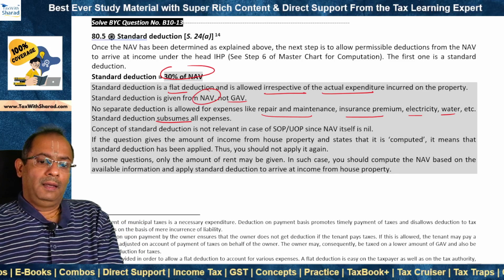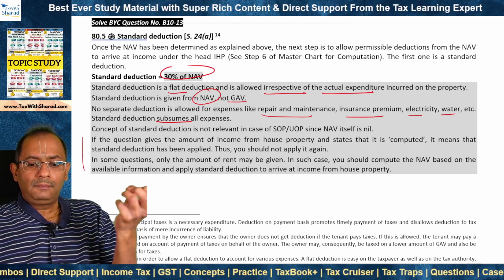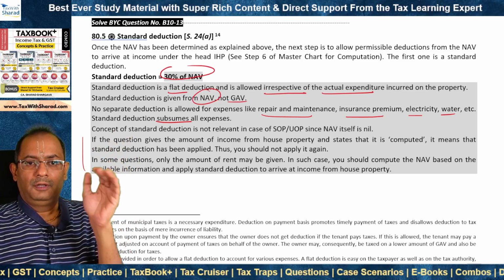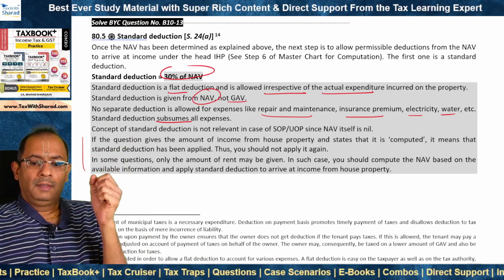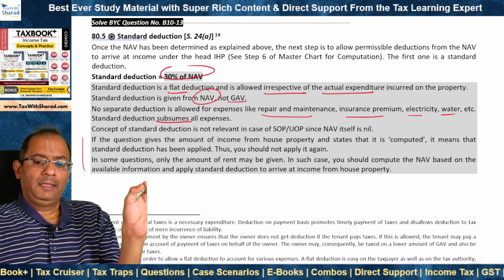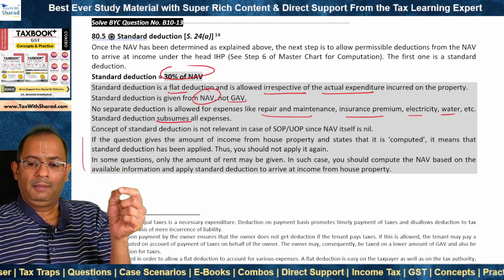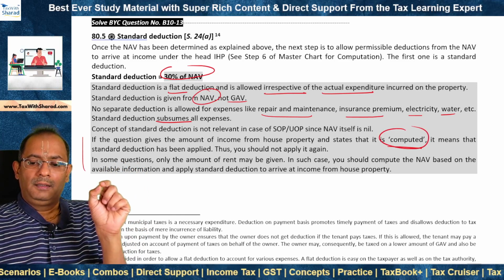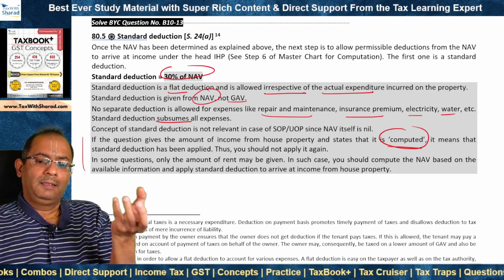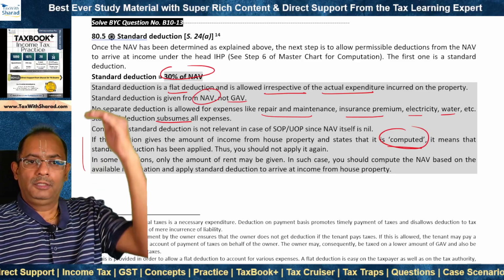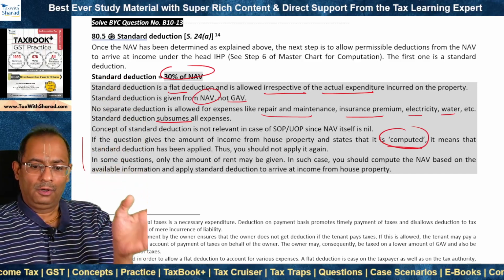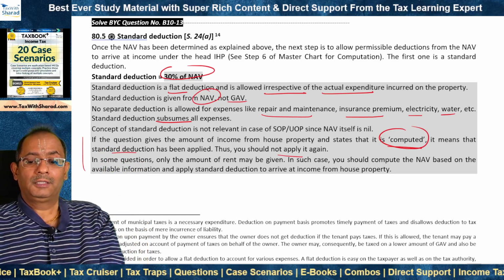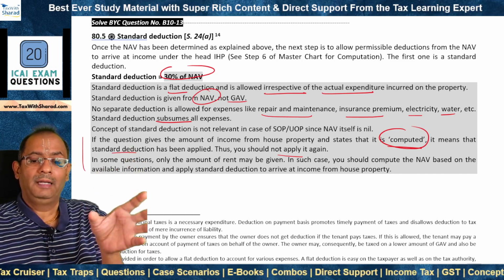In the question, sometimes the income from house property will be given. For example, in the total income question, the amount will be given and it will be stated this is the income from house property, and it may be stated within bracket that it is computed. Now when it says that it is computed, it means that it is the income under the head income from house property. So everything has already been taken account of. That means a standard deduction has been applied.